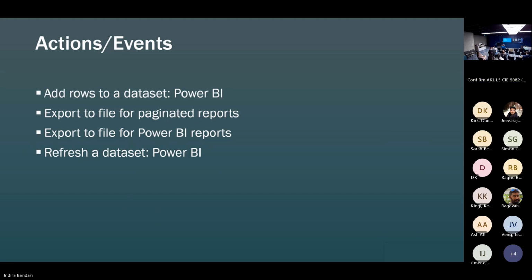Some of the actions I am able to list here: adding rows to a dataset can be an action. When a button is clicked, add rows to something. Chandra was mentioning that in the Dynamics world, rows can be created using Power Automate. You can also export to a file from paginated reports, export a file from the Power BI report itself, or refresh a Power BI dataset. These are just a few actions that I have listed. There are lots of actions that you can do using Power Automate.